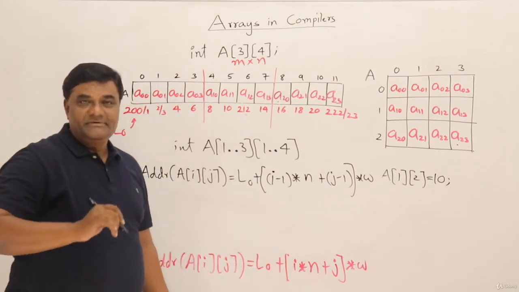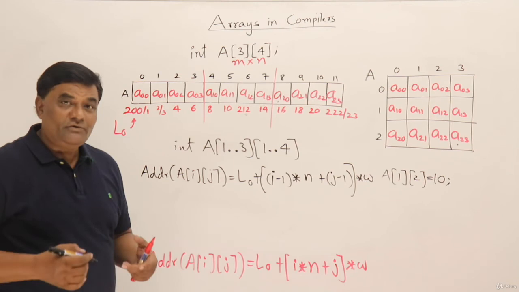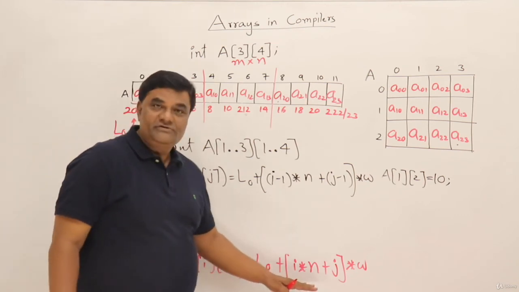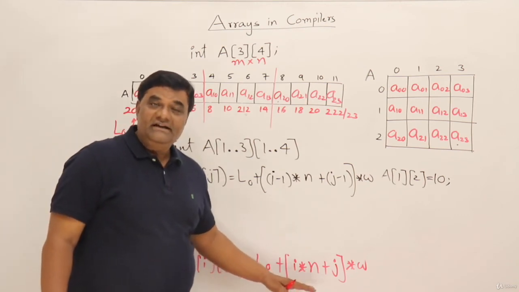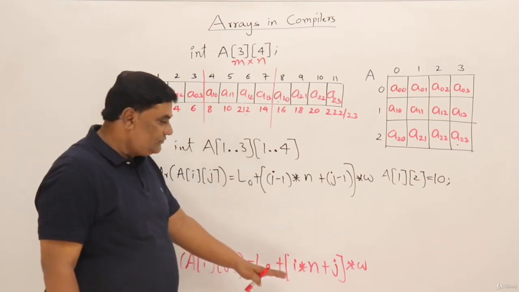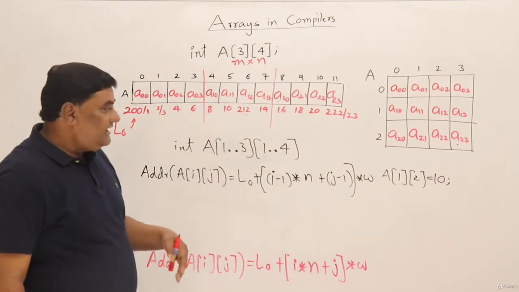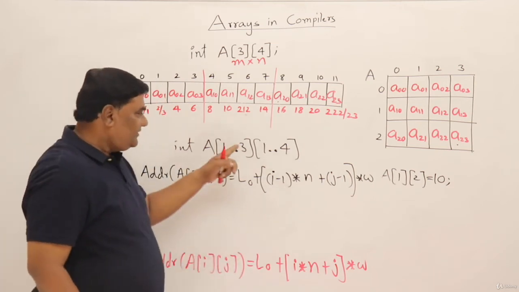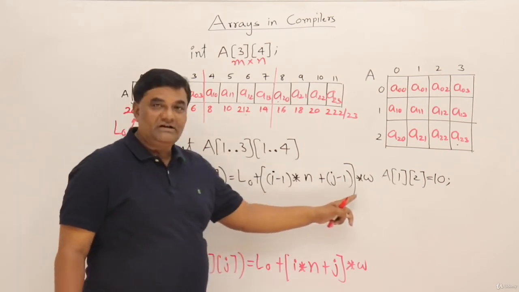See, in C++, array indices start from 0 only. So C++ uses this formula. C and C++ follow row major representation and they use this formula. But if any language is allowing indices from 1 onwards, then it has to use this formula.